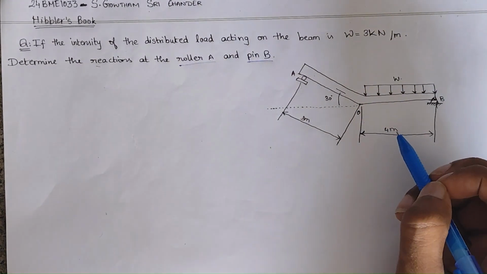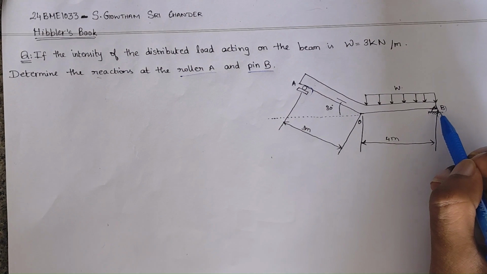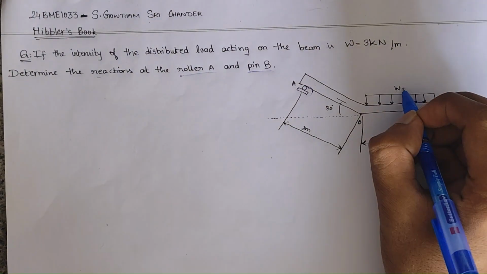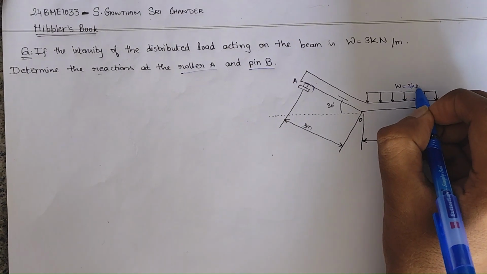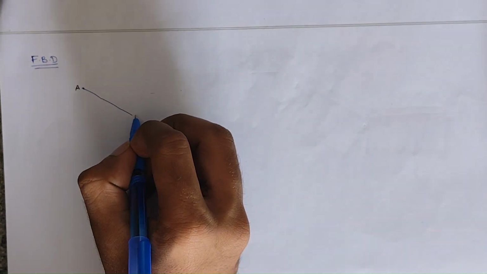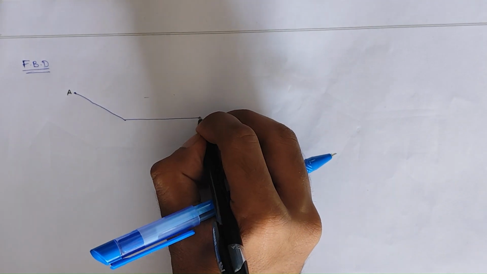So this is the figure. Here's the roller A and here's the pin B. So first let's draw the free body diagram. Before that we can add it. This has 3 kN per meter. So now let's draw the free body diagram. So this will be the point A, and this will be the point B.